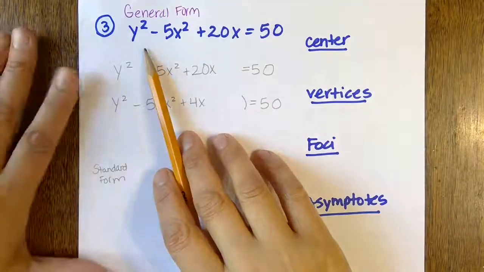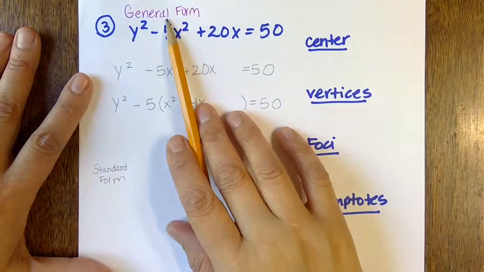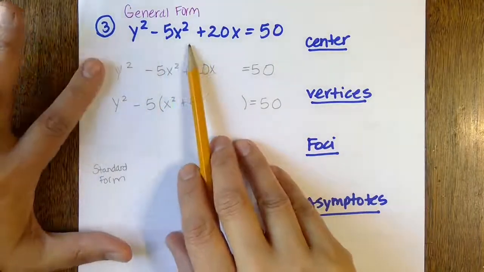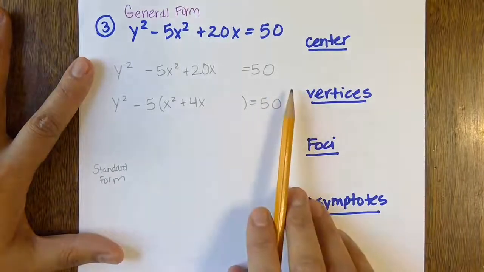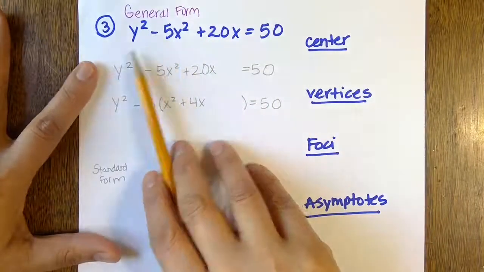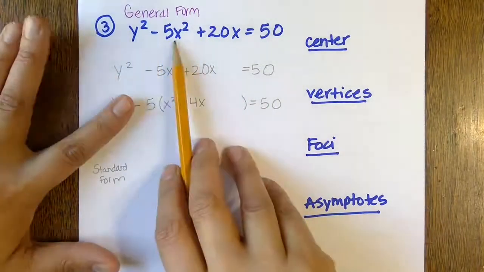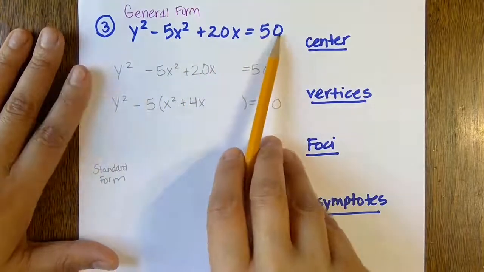So again, we want to take this and convert it from general form, where we can't really find any of the information, to standard form. So how do you do that? You do it by completing the square. So first you get your y's together. Well, there's only one y. You get your x's together and you move your constant to the other side.